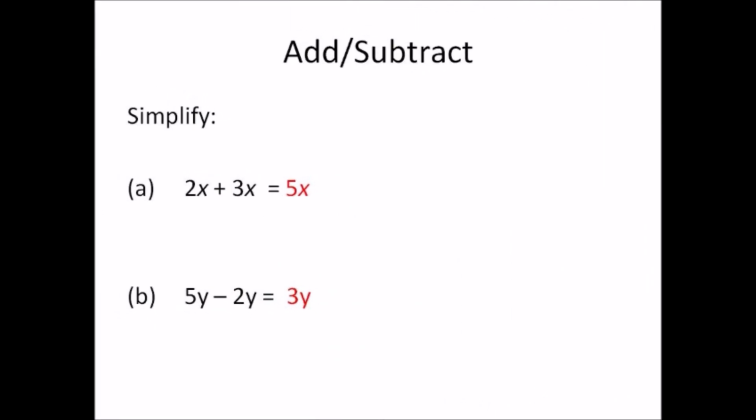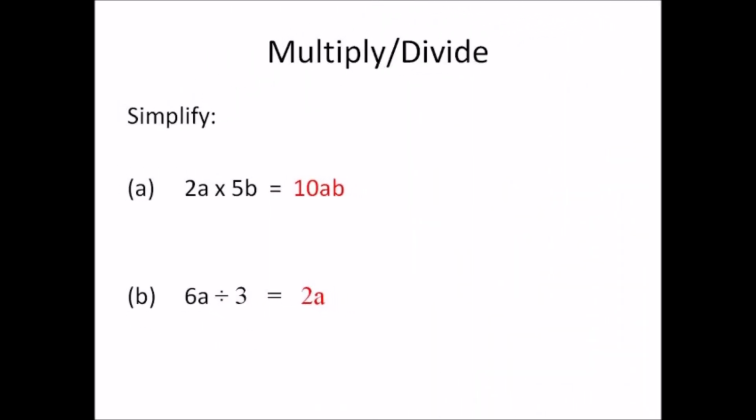Where you have to add and subtract. 2x plus 3x is 5x. You have to put the x. And 5y minus 2y is 3y. You have to put the y. You can only add and subtract like terms. So you can add and subtract x's or y's. Multiply and divide. 2a times 5b. Multiply 2 times 5 is 10. a times b is ab. And divide 6a divided by 3. Divide 3 into 6, 2. And leave the a. So it's 2a.